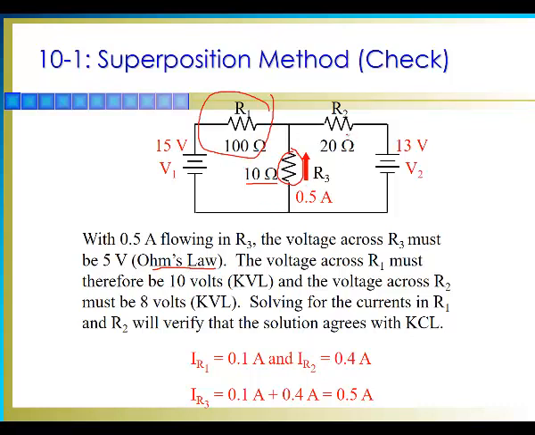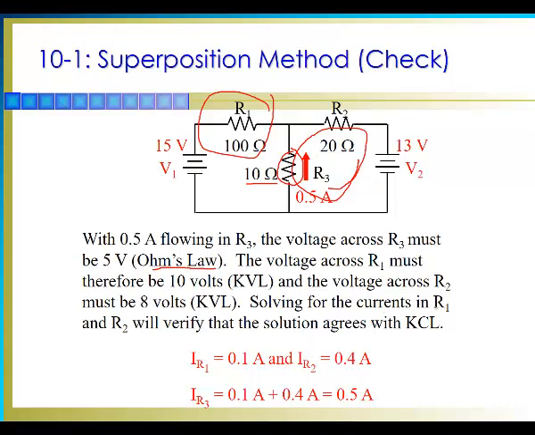So, and the voltage on R2 will be 8, because in this loop right here, we have a total of 13 volts. But now we already know that R3 is consuming 5 volts. So 5 volts are dropped across R3, so 13 minus 5 will leave you a total of 8 volts to be dropped over resistor 2.